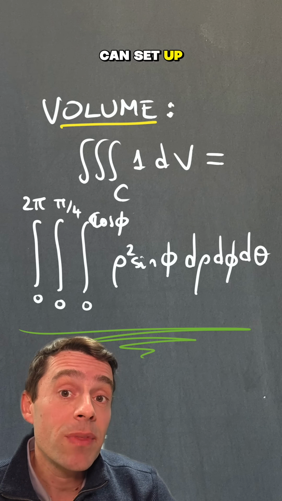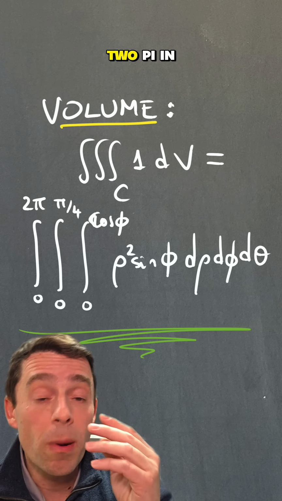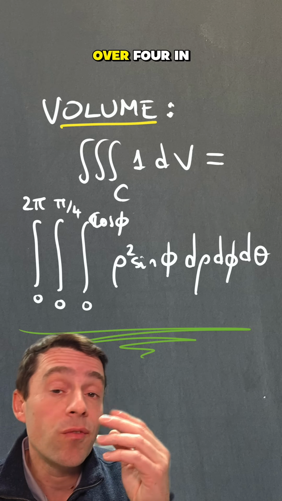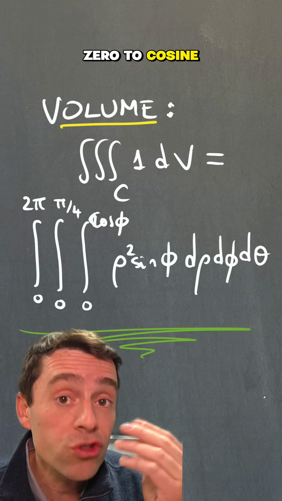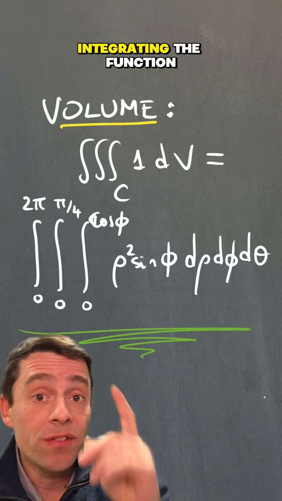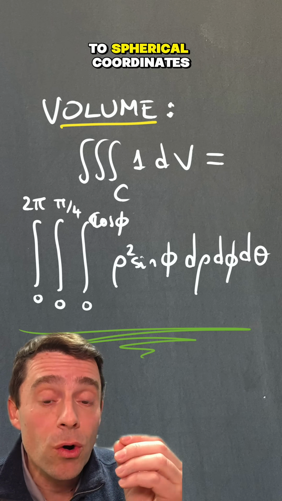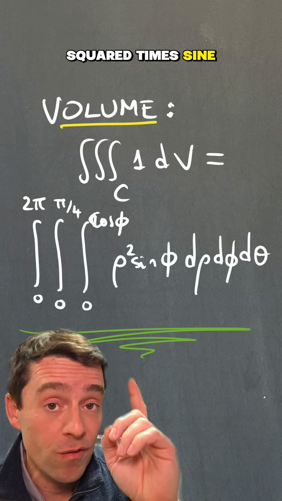And so I can set up the integral for the volume in spherical coordinates as the integral from 0 to 2 pi in theta, 0 to pi over 4 in phi, 0 to cosine of phi in rho, and then I'm integrating the function 1 times the conversion factor to spherical coordinates, which is rho squared times sine of phi.